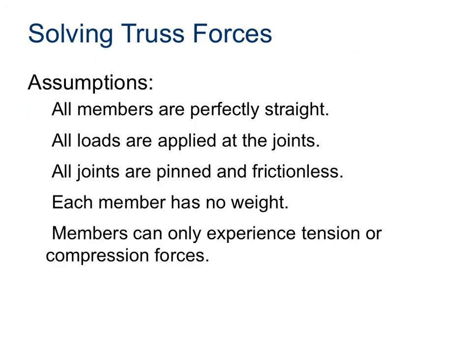When we solve these truss problems, we make a few assumptions in order to simplify the calculations. And these assumptions are that all of the members are perfectly straight, the loads are always applied at joints, the joints are pinned and frictionless, the members have no weight in and of themselves, and members can only experience tension or compression forces. Now, this is really a simplified version, and in the real world, there's obviously many more forces acting on the object. The members do have weight associated with them, so bridge designers are really accounting for a lot of these different parameters. But for our purposes, we're going to consider these assumptions will apply to our problems.